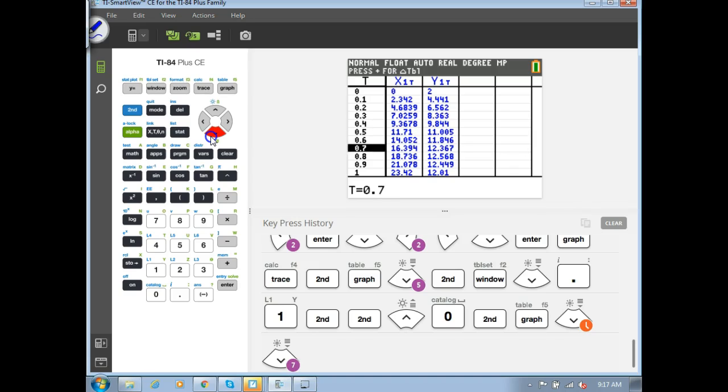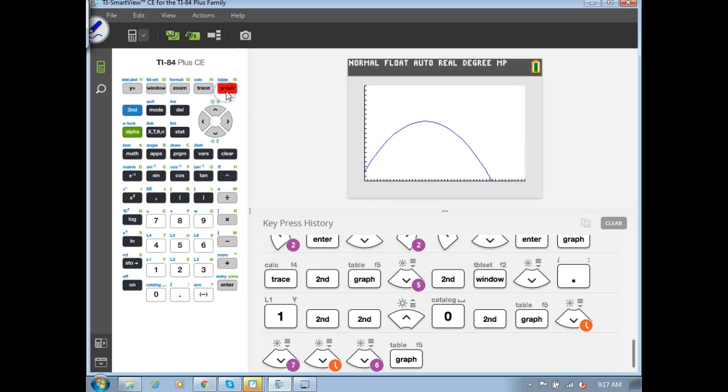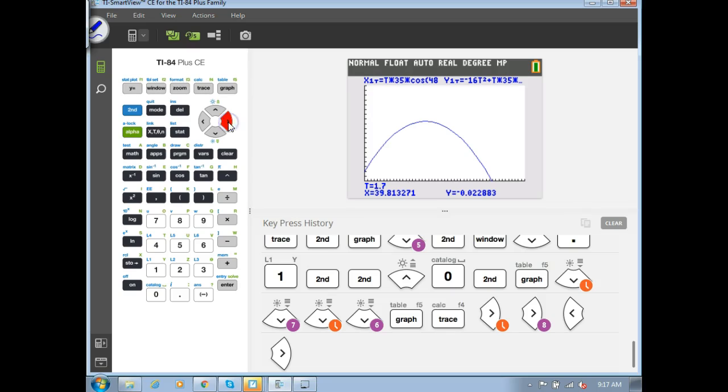I should have probably scrolled out a little bit more. Yeah, this is going to take forever, guys. Go back to your graph. Hit trace and start scrolling along the way. Oh, too far. Come back. Okay, so do you see it? What does all this information mean? So t is 1.6, it's up here. t is 1.7, it's down there. So it must hit the ground between 1.6 and 1.7 seconds.